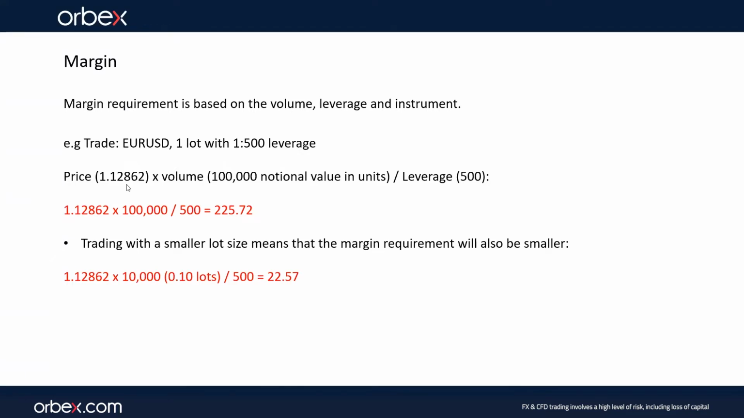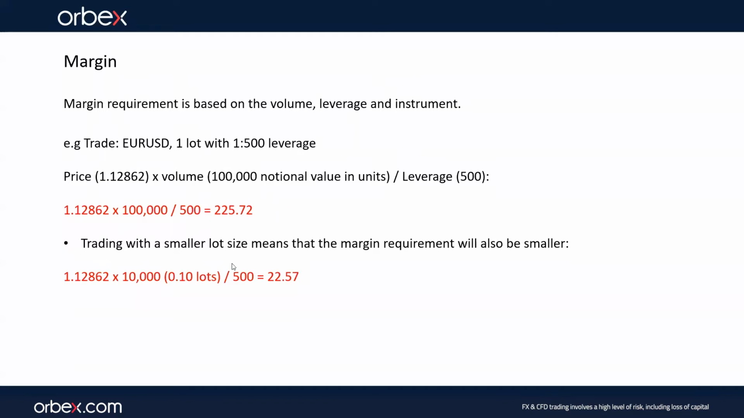1.12862 multiplied by the volume of one lot, which is 100,000 notional value in units. So one lot is 100,000, a mini lot is 10,000, and a micro lot is 1,000. And then we divide by the leverage, which is 500. So we take this calculation here. This is the price times 100,000 divided by 500, and that will be the margin requirement for the one lot of trade. Naturally, the smaller amount of lot sizes that you trade with, the smaller amount of margin will be required. So we're going to look at the next example.